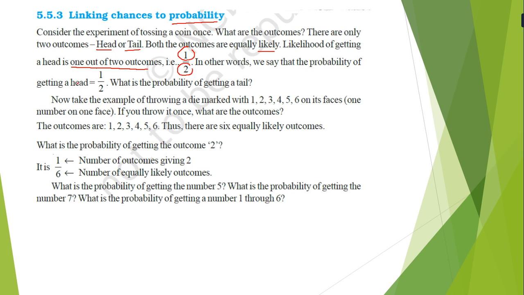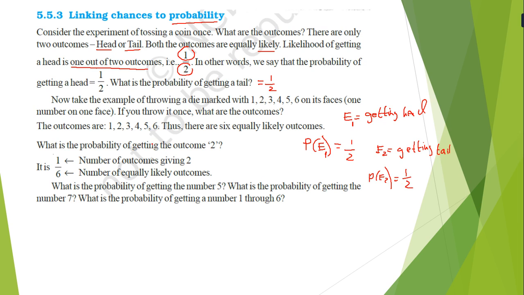In other words, we can say the probability of getting a head. So here P is probability, and E is the event. What is the event? The event is getting a head. So P(E) is equal to 1 by 2. What is the probability of getting a tail? Again, the same, 1 by 2. So here E1 event is for getting head, and E2 event is for getting tail. Therefore, P(E2) is again 1 by 2.